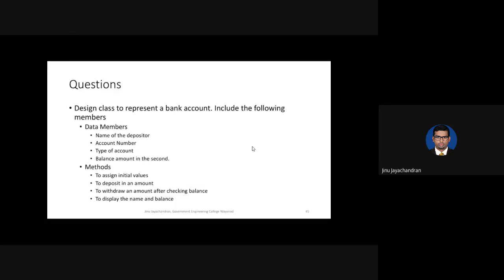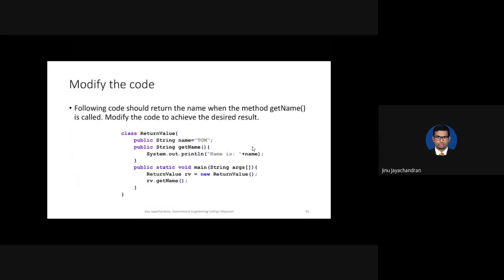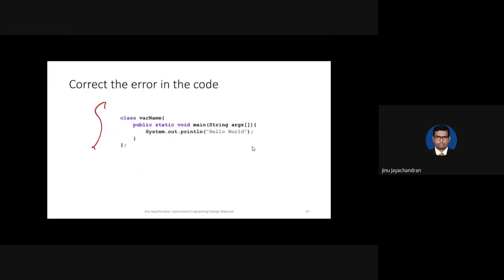So this is a program to represent a bank account. Inside it, the data members are depositor name, account number, and account balance amount. Its functions are initialize, deposit, withdraw, and display the balance and name. Okay, and you can modify the code to achieve the result that the code should return the name when the method getName is called. Okay, there is an error in this; find it.